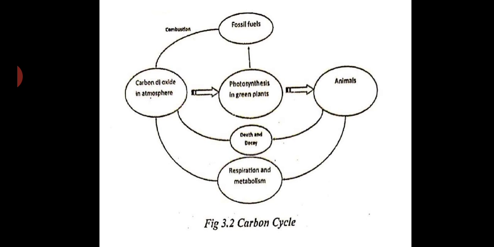Now, you see in the cycle when the fossil fuels, like I told, coal, oil or gas, are burnt, they release carbon dioxide to the atmosphere. This carbon dioxide from the atmosphere is taken by the green plants for photosynthesis, and they release oxygen, and this oxygen is taken by the animals. You can see the arrow. This oxygen is taken by the animals for living.